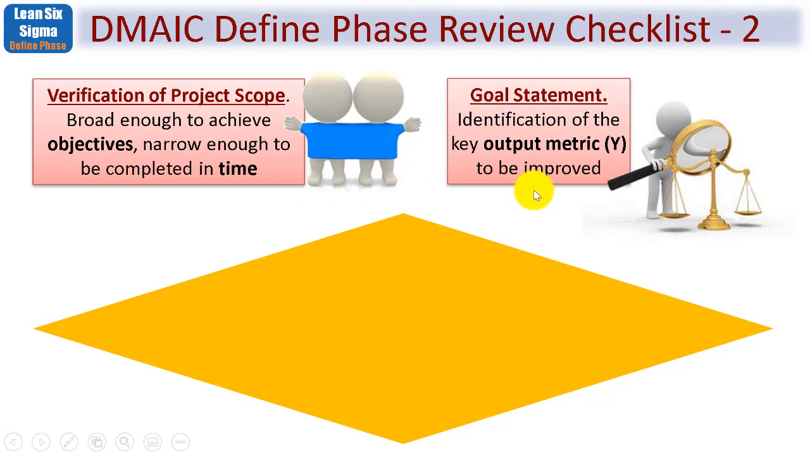Then we have the goal statement. If you recall from the foundations, we had the breakthrough equation. This is identification of the key output metric, the Y of the breakthrough equation, that needs to be improved as a result of delivering this project.